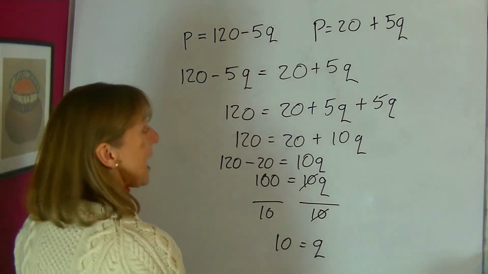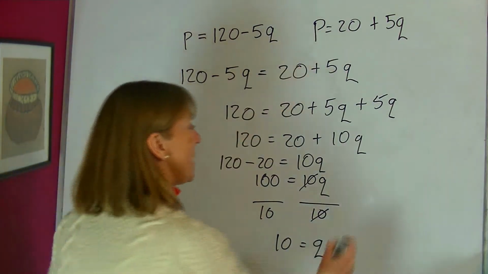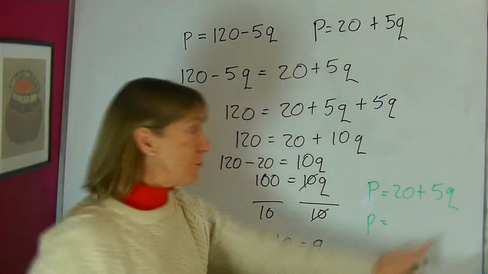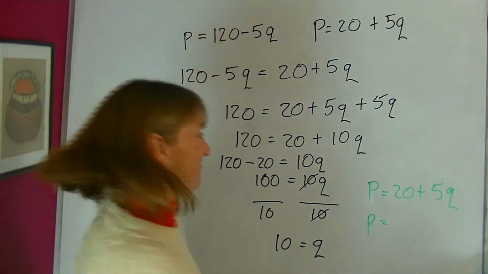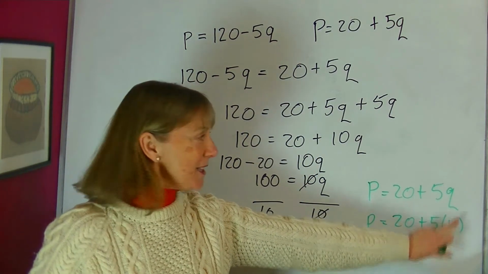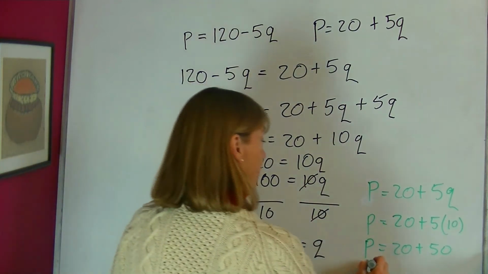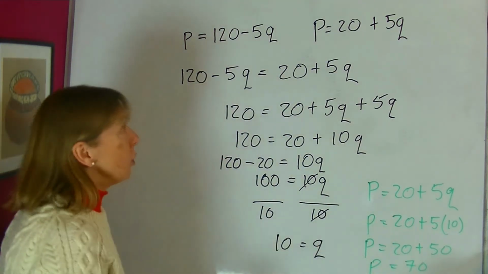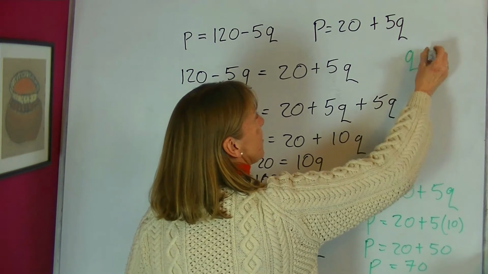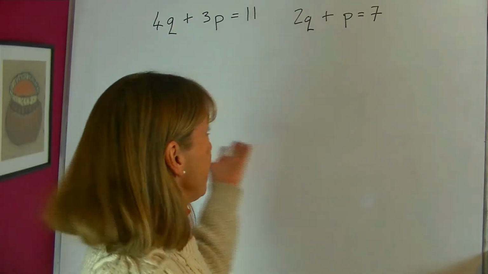So once we know that Q is 10, take another colour, we can take either of those equations, doesn't matter. We know that P equals 20 plus 5Q. So wherever we see a Q, we can now replace it with 10. So we've got 20 plus 5 times 10. I'm just substituting in 10 because I know the value of Q. That's 20 plus 50, and that's 70. So the solution to this equation is Q equals 10 and P equals 70.